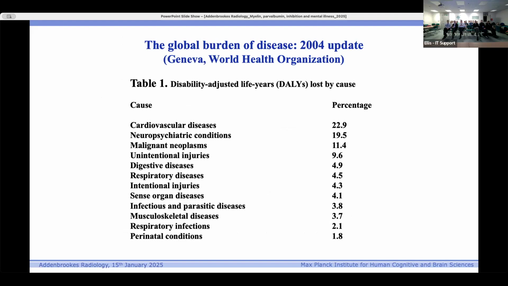This is a list of the global burden of disease, and what pops out is neuropsychiatric conditions, which accounts for about 20% of disability adjusted life years. That's huge.